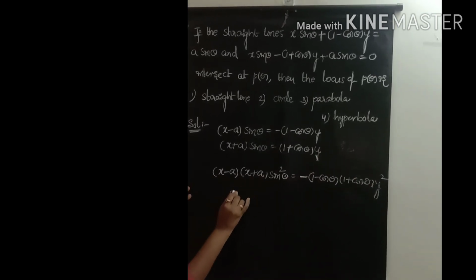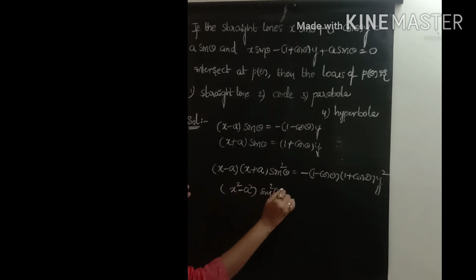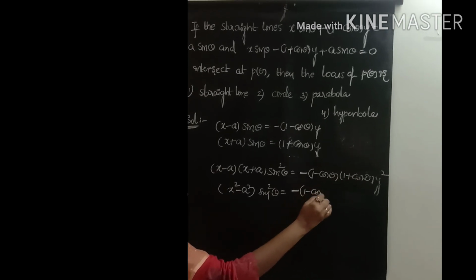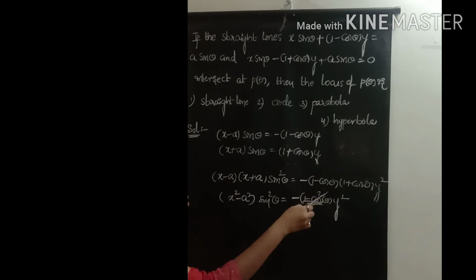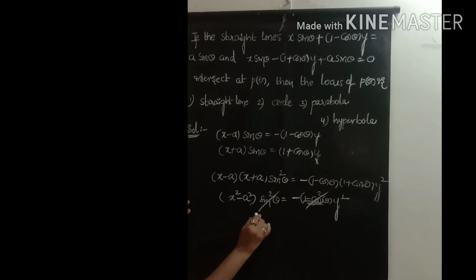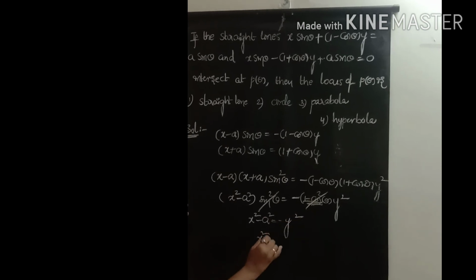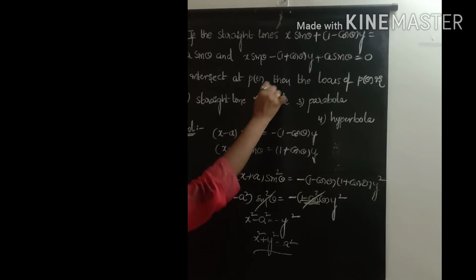Now (x − a)(x + a) is x² − a². So (x² − a²) sin²θ is equal to −(1 + cos θ)(1 − cos θ), that is (1 − cos²θ), into y². Now 1 − cos²θ is equal to sin²θ. Sin²θ gets cancelled. So x² − a² is equal to −y². That is x² + y² = a², which is the equation of the circle. So the answer is the second option.